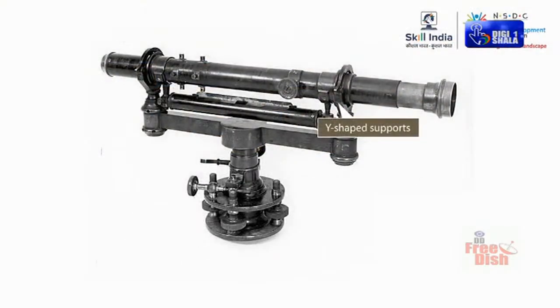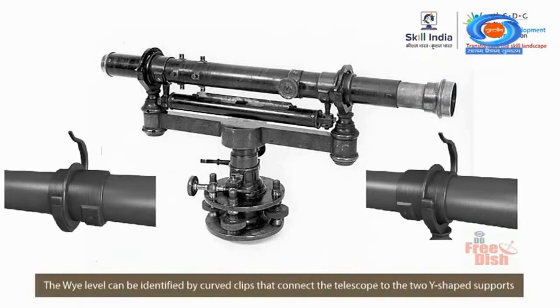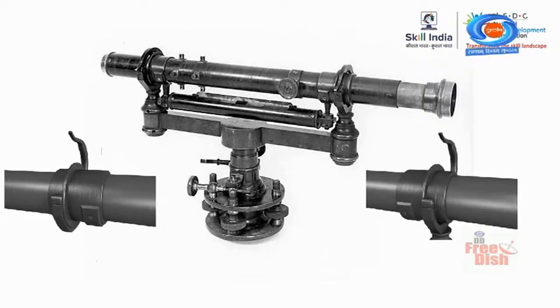The Y level is an instrument with the telescope mounted in 2 vertical Y-shaped supports. Most of its parts are similar to that of the dumpy level. The Y level can be identified by curved clips that connect the telescope to the 2 Y-shaped supports. By raising these clips, the telescope of the level can be replaced with the position of its ends interchanged.